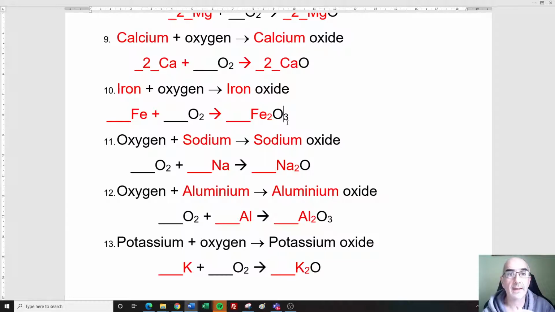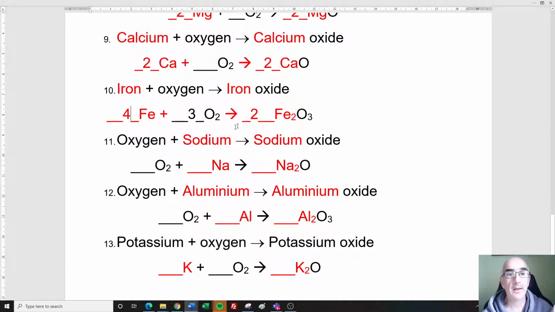2 and 3 are both factors of 6, because what I would do to balance that is, if I stick a 3 in front of the oxygen, I've now got 6 oxygen, and if I stick a 2 in front of the iron oxide, I've got 2 times 3 makes 6 oxygen. Well, that's all good. But now I've got 2 times 2 iron. 2 times 2 iron, that makes 4, so I'd stick a 4 in front here.